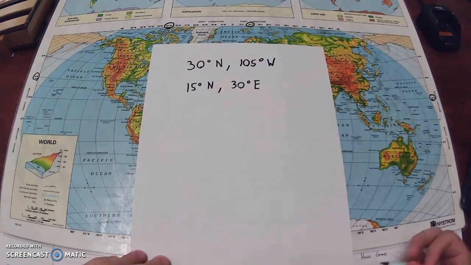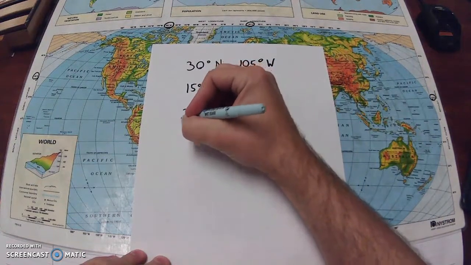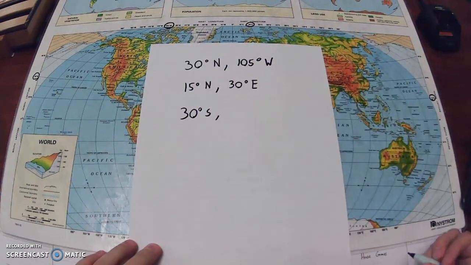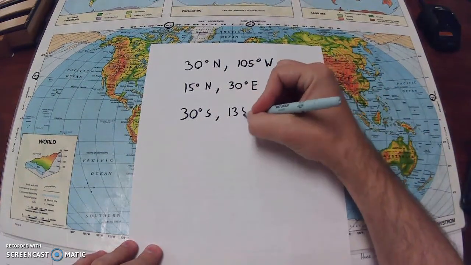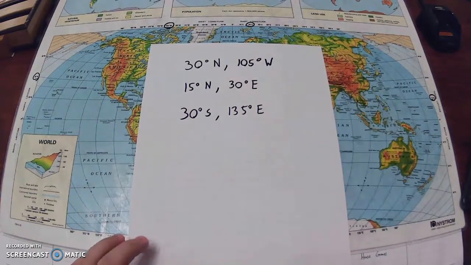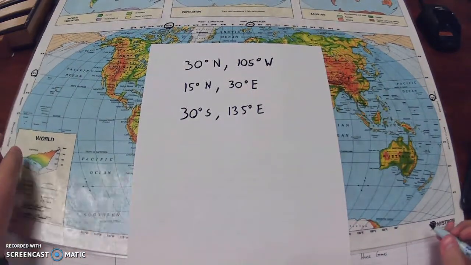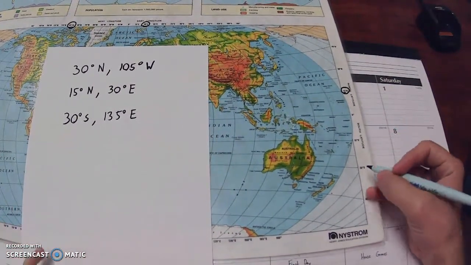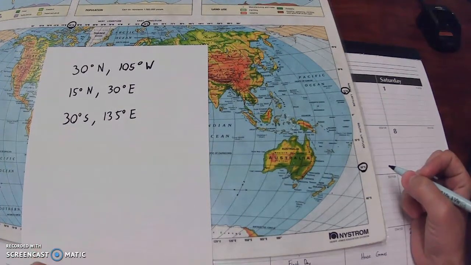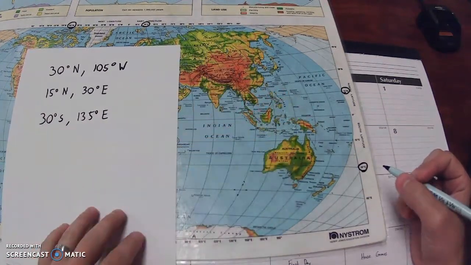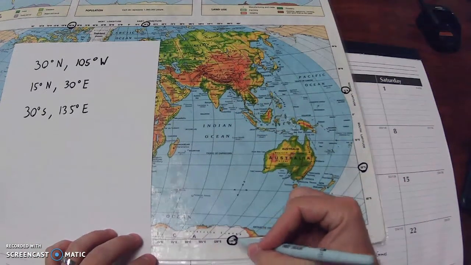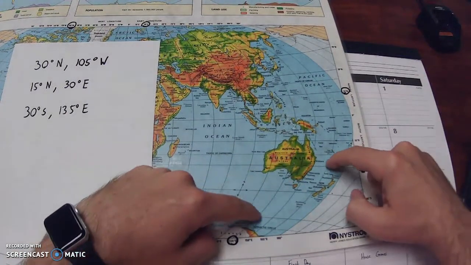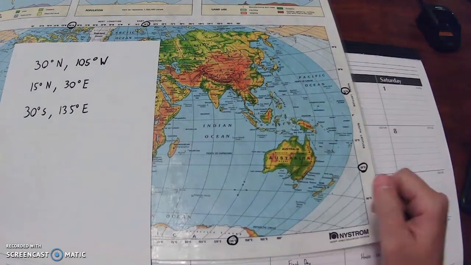We're going to do one more example. So this time we'll do 30 degrees south, again, comma, and let's do 135 degrees east. So I'll move the map over so we can see a little more easily. 30 degrees south is located here. And 135 east, remember east is on this side, is located here. Whenever we find the intersection of the lines, it brings us to Australia.